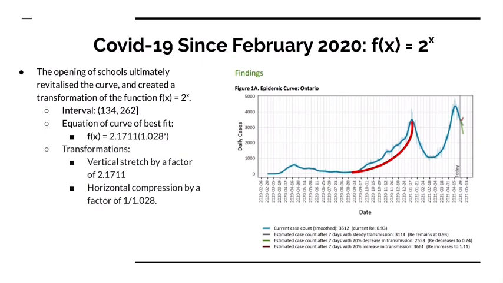This slide simply displays the exponential graph based off the parent exponential function of f of x equals 2 to the power of x. However, transformations cause it to be f of x equals 2.7171 times 1.028 to the power of x. It shows what happened on the interval of 134-262 when stay-at-home orders were lifted and students returned to the classes. The graph ultimately reflects vertically after that peak when lockdowns are instated.